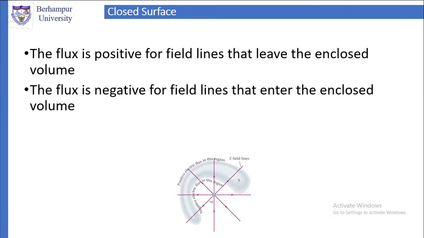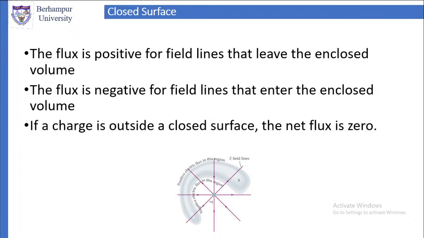The flux is negative for the field lines that enter the enclosed volume. So if lines of forces are entering the enclosed volume through the surface, then the flux is negative. So flux can be positive or negative, and to determine which, just look at the field lines. If the field lines are coming out of the volume enclosed by the surface, then they are positive. If they are going into the volume, then they are negative.